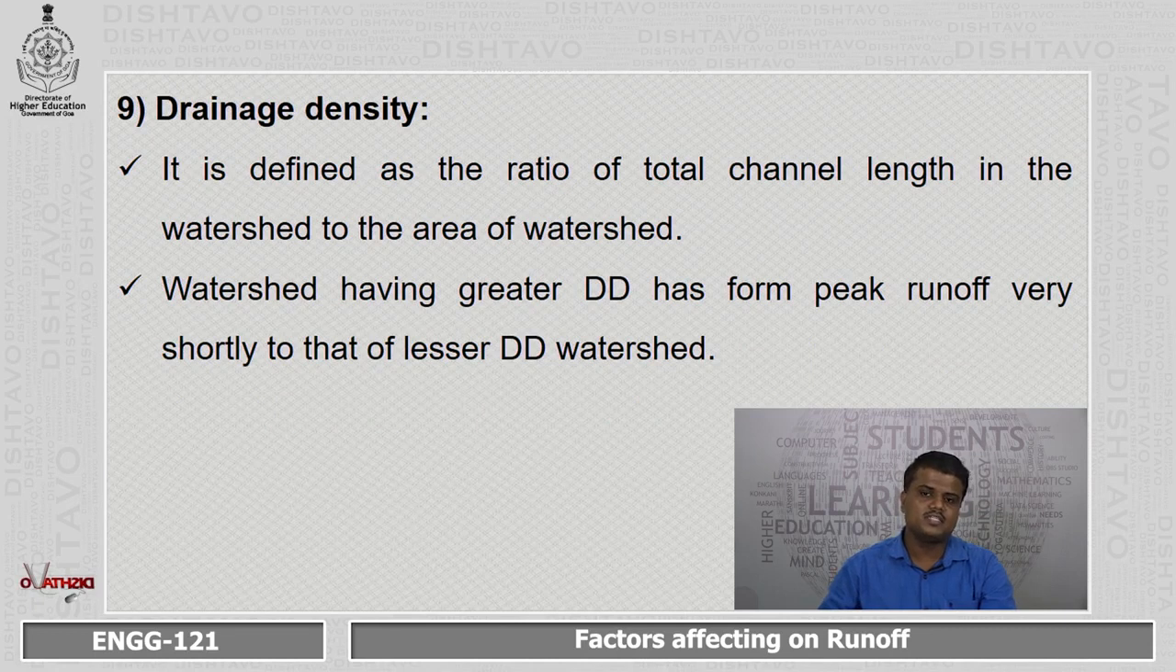What is meant by drainage density? It is the ratio of total channel length in the watershed to the area of the watershed. A watershed which has greater drainage density has peak runoff very shortly, but one which has lower drainage density will take more time.